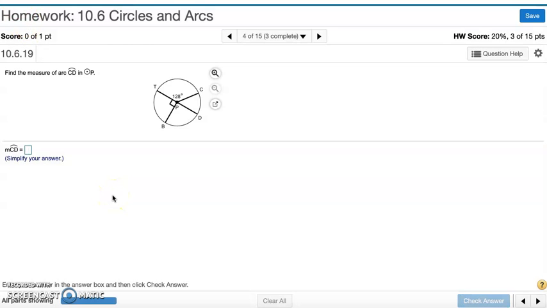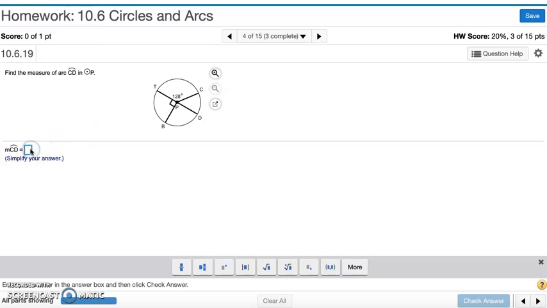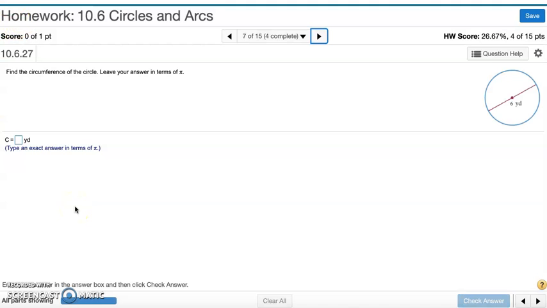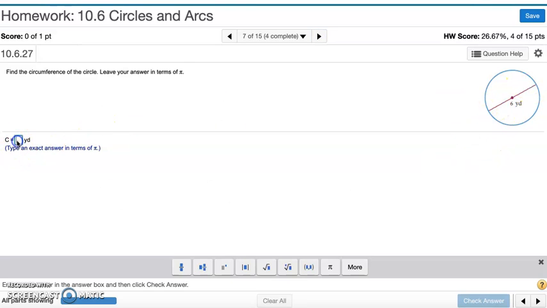Number 4, find the measure of arc CD in circle P. CD is here. We're given 128 for TC. From T to D, that's a semicircle, so that equals 180. So to find CD, we subtract 128 from 180, and that gives us 52. And that's number 4. Number 7, find the circumference of the circle. Since we have a diameter, we just put that number next to pi, so we have 6 pi.